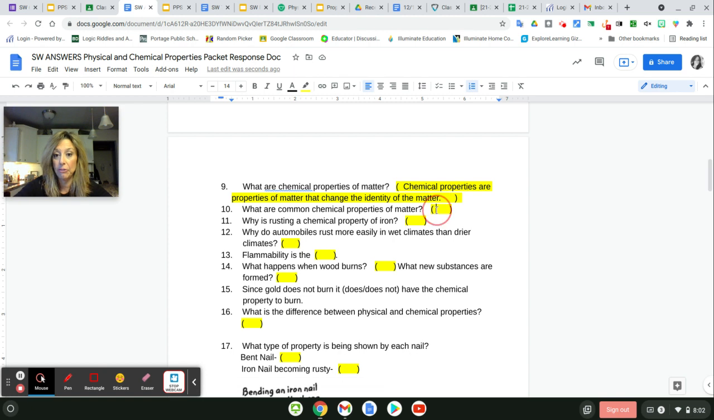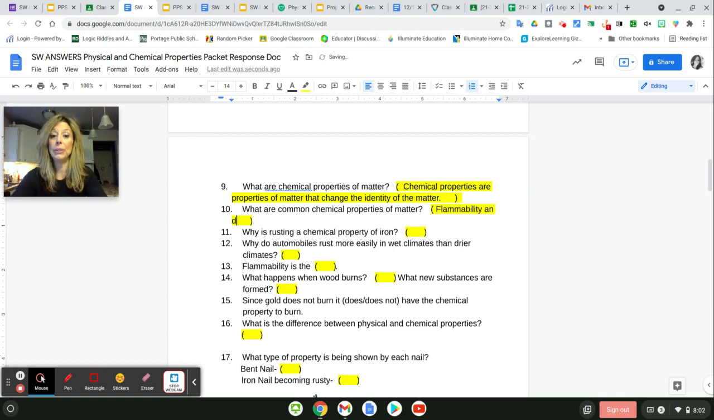Common chemical properties of matter. We're going to talk about flammability and reactivity today. Okay, so a lot of things can go under reactivity that we'll talk about later, but let's get into just what that particular word means first.